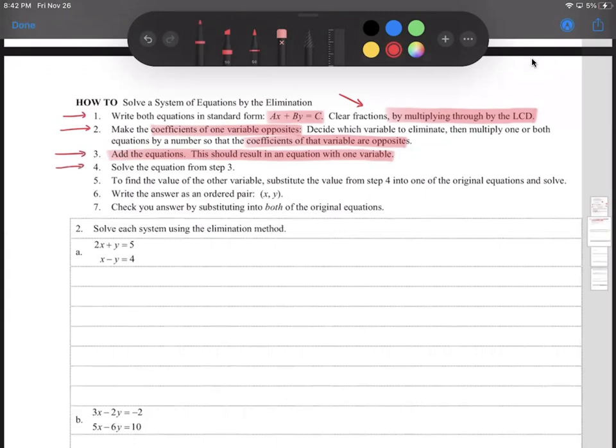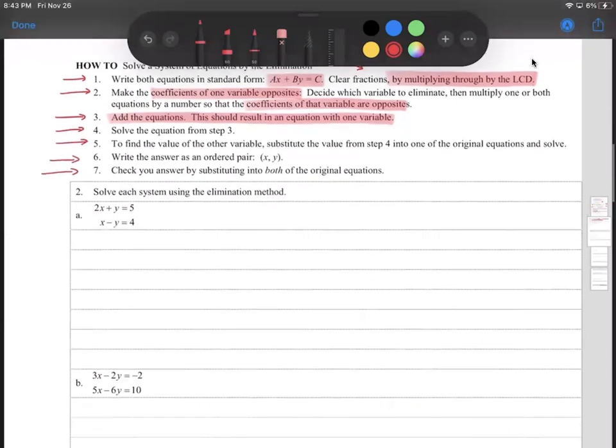Number 4, solve the equation from step 3. Once you have one variable with one equation, you solve that to find the value. Number 5, once you get the value, you plug it back. You substitute the value from step 4 into one of the original equations and solve. And number 6, write the answer as an ordered pair. Number 7, check the answer by substituting into both of the original equations. So let me demonstrate with some problems. Maybe it'll make it clearer.